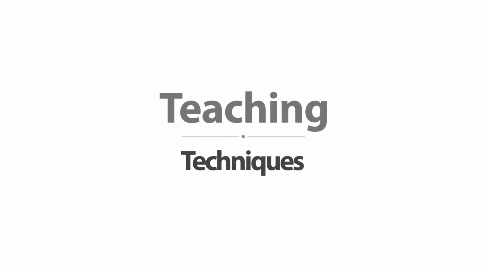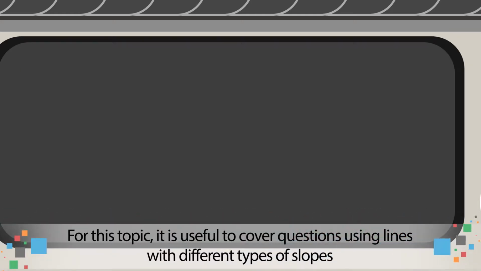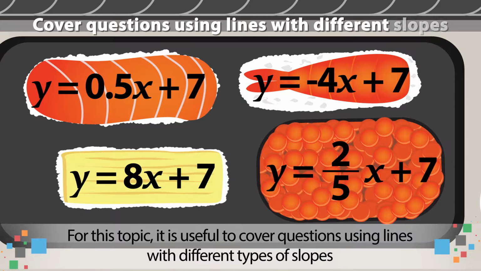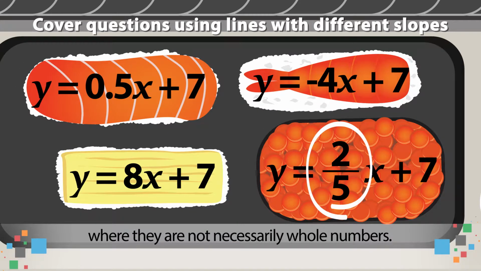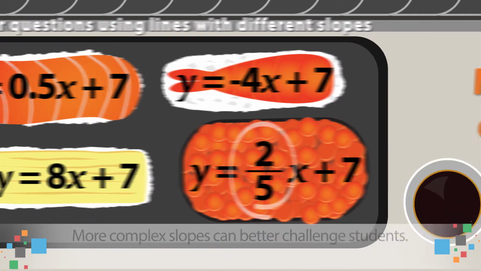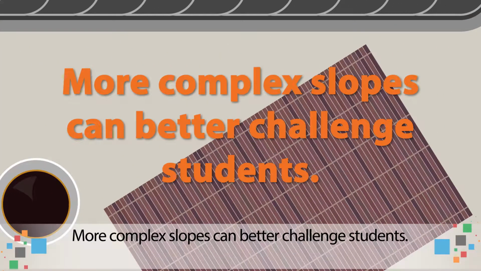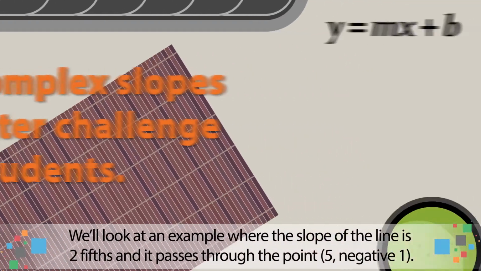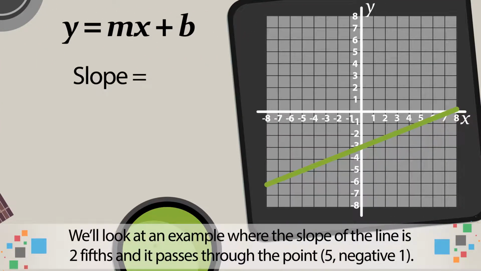Teaching techniques. For this topic, it is useful to cover questions using lines with different types of slopes, where they are not necessarily whole numbers. More complex slopes can better challenge students. We'll look at an example where the slope of the line is 2/5 and it passes through the point 5, -1.